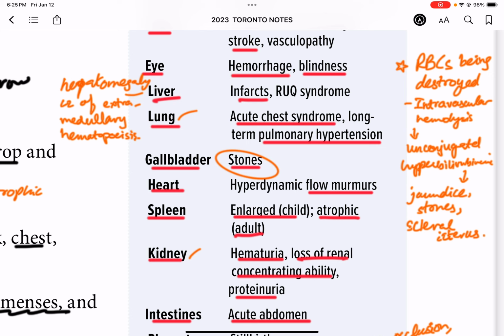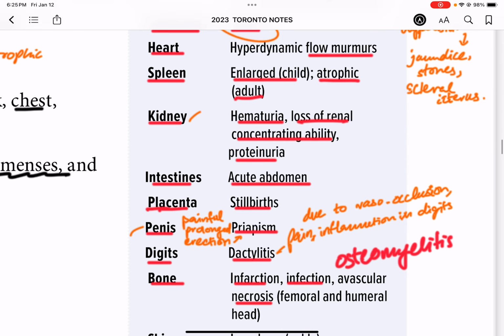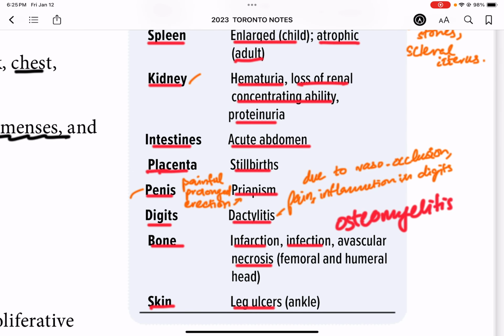In the spleen, in children, it's enlarged. In adults, it's atrophic. In the kidney, we can see hematuria, especially in the carriers, sickle cell carriers, which we call sickle cell trait. Loss of renal concentrating ability, which we read as hyposthenuria, and proteinuria. In the intestines, if there's vaso-occlusion, that would lead to acute abdomen. In the placenta, that would lead to stillbirths. In the penis, that would lead to priapism, which is a painful, prolonged erection.